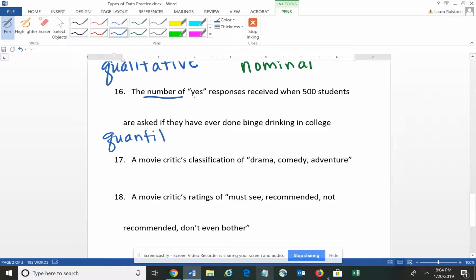Because it's qualitative, it's either going to be nominal or ordinal. In terms of the color of a car, having a white car is not necessarily better than having a black car. Having a black car is not better than having a red car. Okay, so there's really no sense of order to it. So this would actually be nominal.